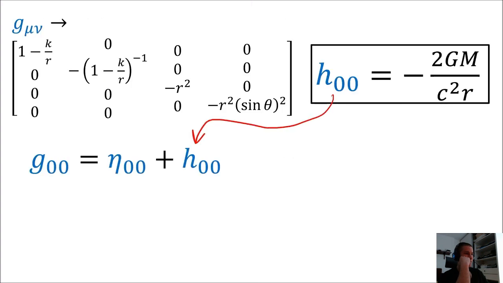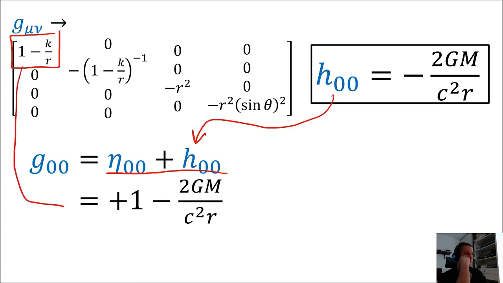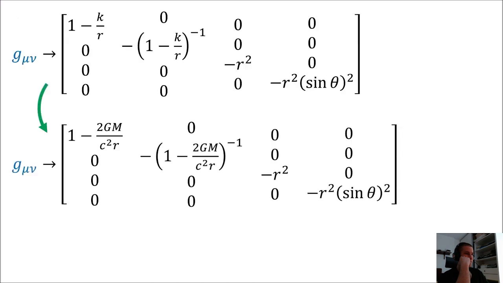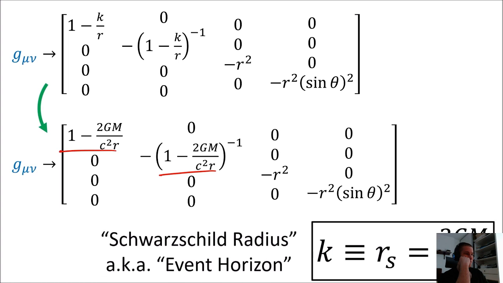Comparing this to the form of the g00 component of the metric that we've derived, the constant small k must then be equal to 2GM over c squared, which we can plug into the formula for the g11 component as well. This quantity, 2GM over the speed of light squared, is also called the Schwarzschild radius, and is often denoted by r subscript s. This completes the derivation of the Schwarzschild metric.